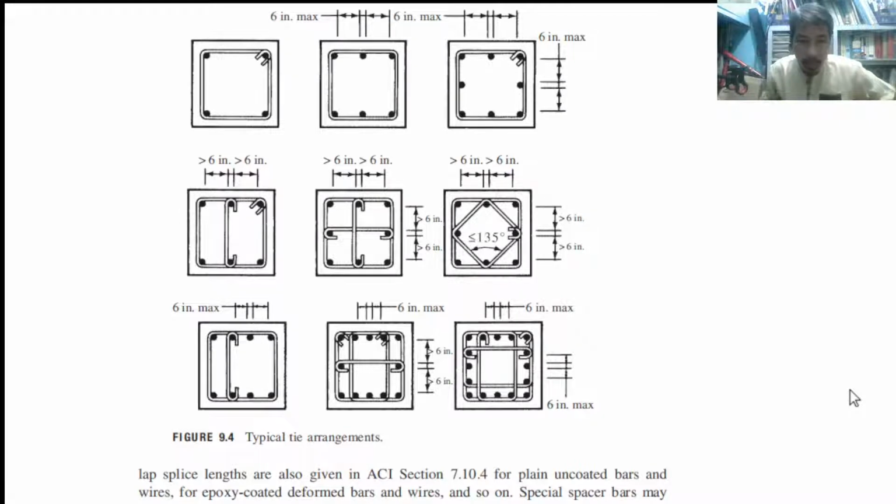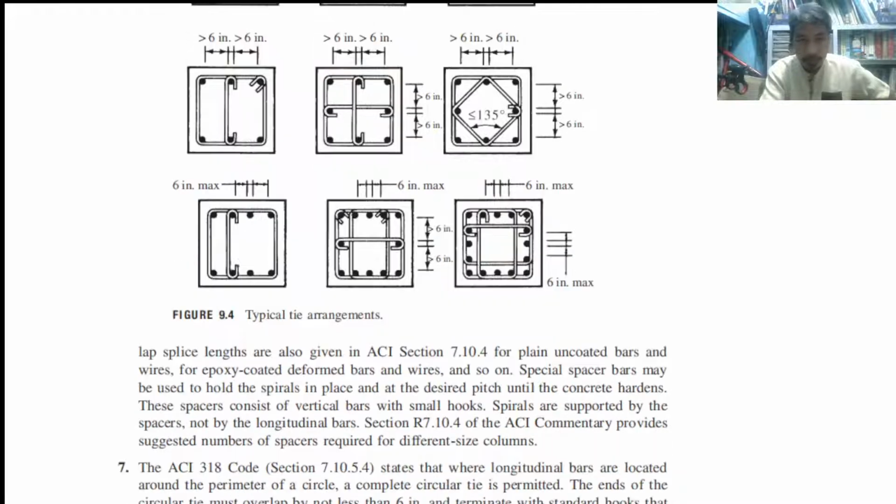So typical tie arrangement: with 4 longitudinal bars, with 6 longitudinal bars, with 8 longitudinal bars. So these are the arrangements of possible tie design. Typical.